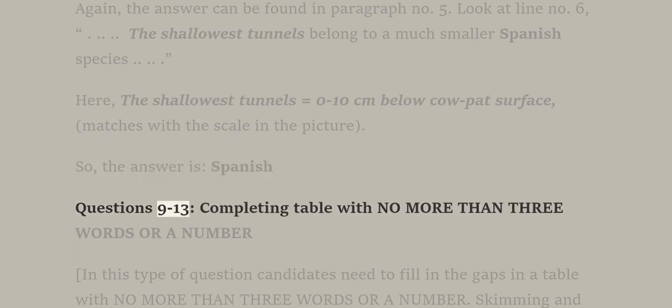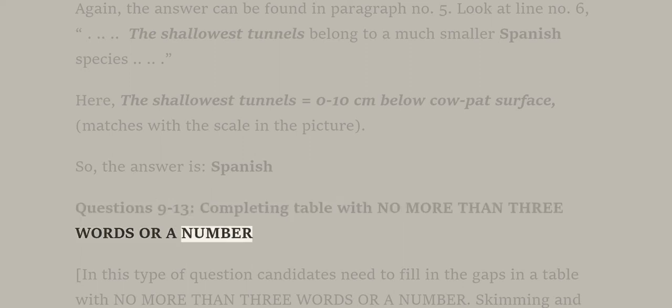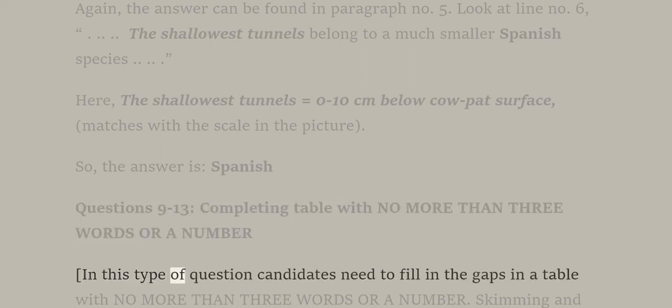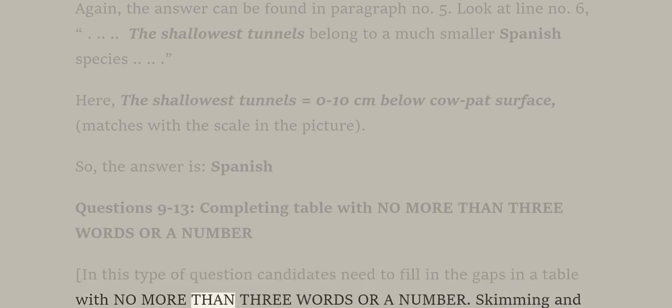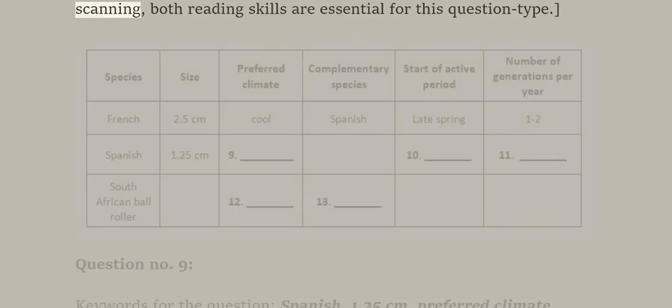Questions 9 to 13. Completing table with no more than 3 words or a number. In this type of question, candidates need to fill in the gaps in a table with no more than 3 words or a number. Skimming and scanning, both reading skills are essential for this question type.